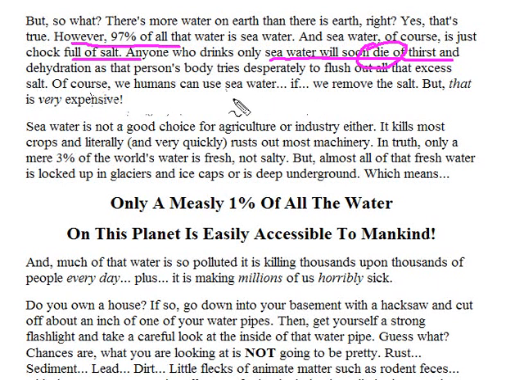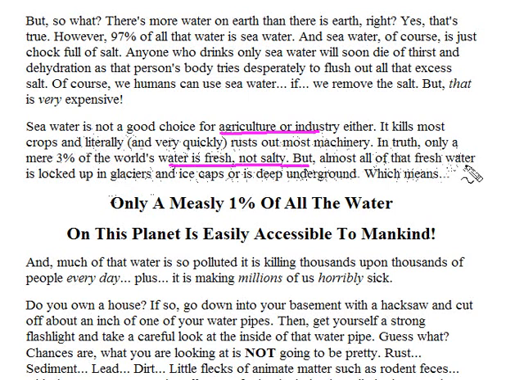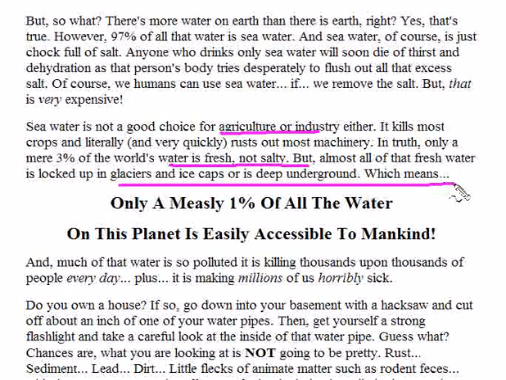Okay, so dehydration, the body desperately tries to flush out the excess salt. Of course, we humans can use seawater if we remove the salt, but that is very expensive. Okay, he's building his case for his product. Seawater is not a good choice for the agriculture industry either. It kills much. He's introducing not only drinking but also the need for water for plants. And it's true, only a mere 3% of the world's water is fresh, not salty, but almost all of that fresh water is locked up in glaciers and ice caps, and glaciers and ice caps are deep underground.